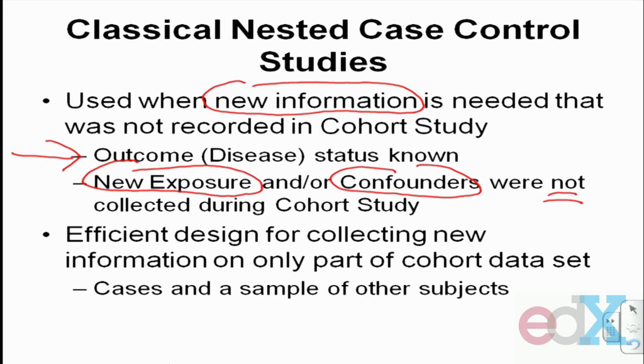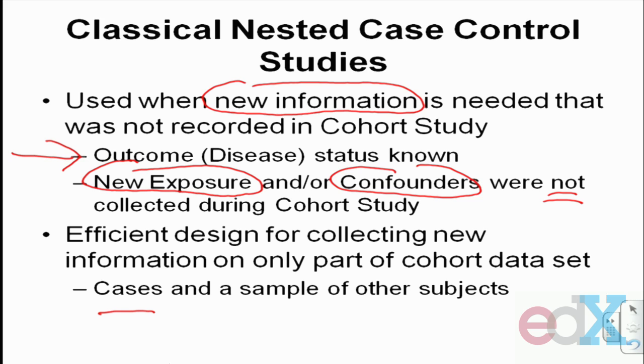We have to collect new information, and we have two options. We can collect it now on everybody that was in the cohort study, try to contact everybody in the study and ask about a new piece of information, a new exposure or a new confounder, or could I do it efficiently? And that's where the case control study comes into play. Can I collect it on just some of the people? Not the entire cohort, but just a sample of the entire cohort. Well, who are the crucial people to collect this new information on?